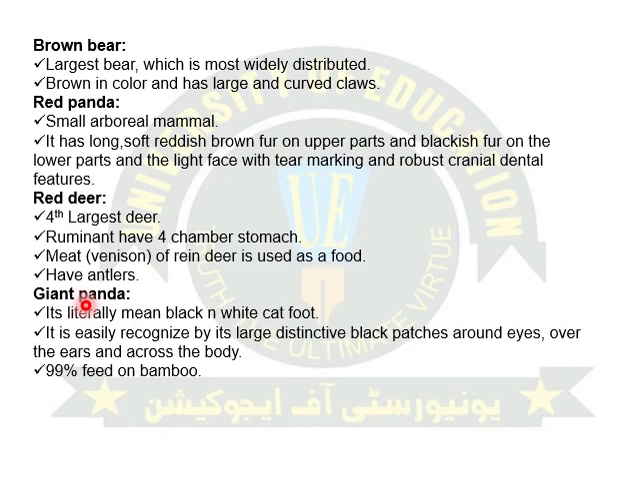Lastly, we will discuss the giant panda. Giant panda is basically having black and white coat. It is easily recognized by its large distinctive black patches around the eyes, over the ears and across the body. 99% they feed on bamboos.